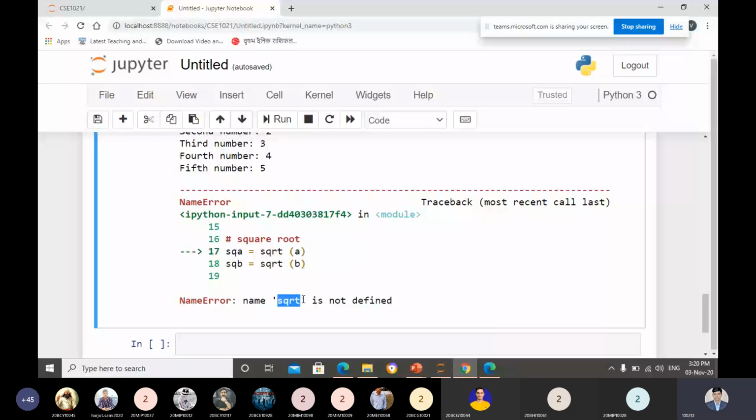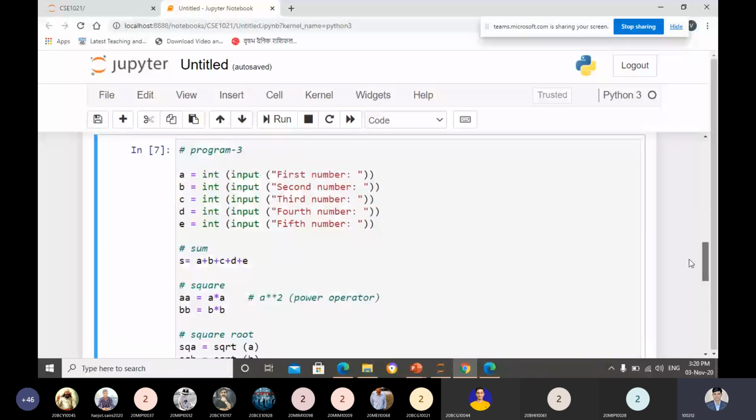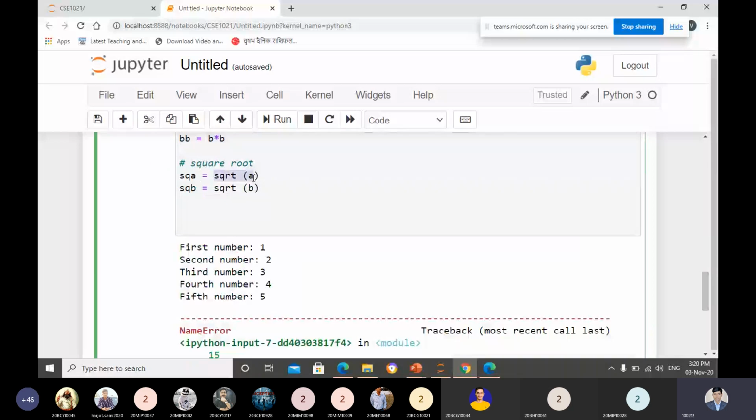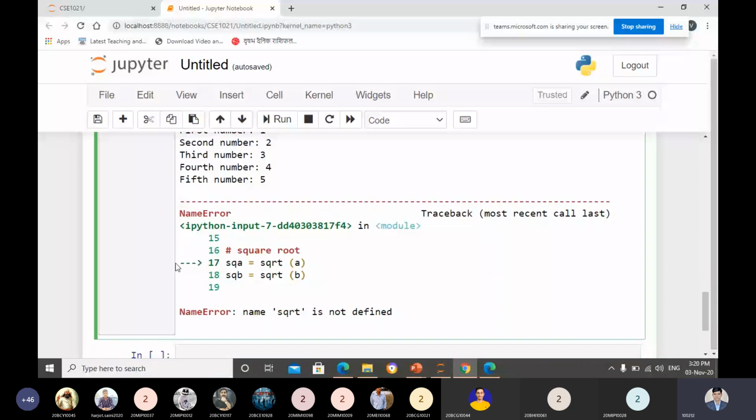So if SQRT is not defined, why is the error not coming before taking the input? Because Python uses an interpreter, not a compiler. So this line executes perfectly. In these statements there is no error, so it executes perfectly. But at this statement, the SQRT function does not exist and it gives an error. So the rest of the part ahead will not be executed. Okay, so this is the point. Python is an interpreter.